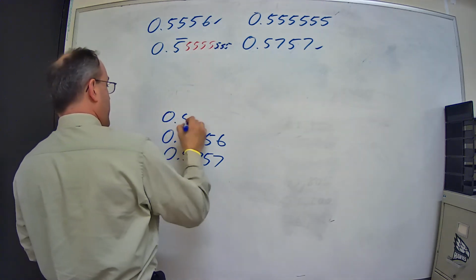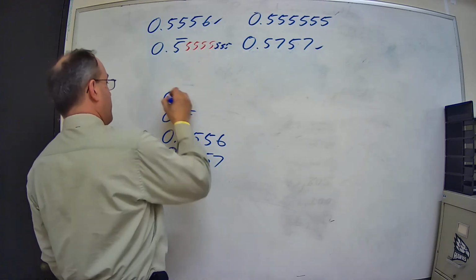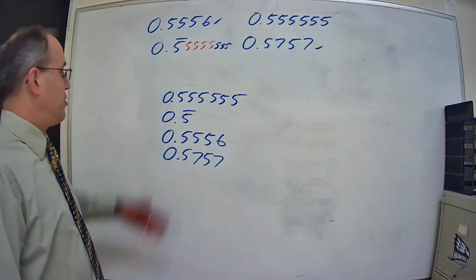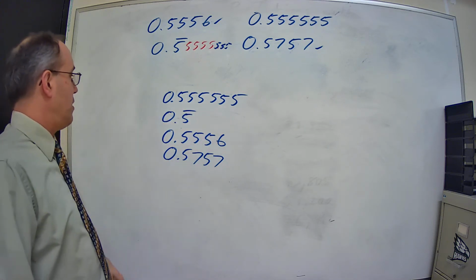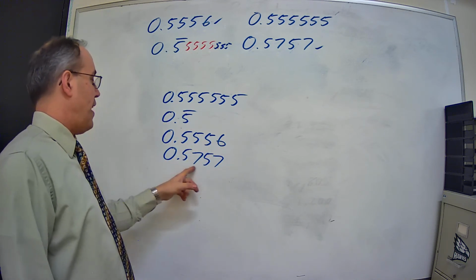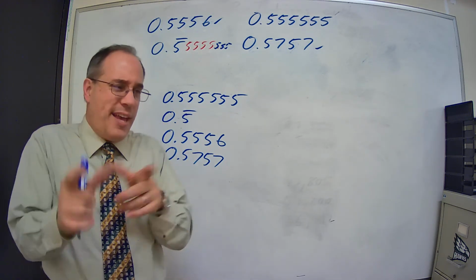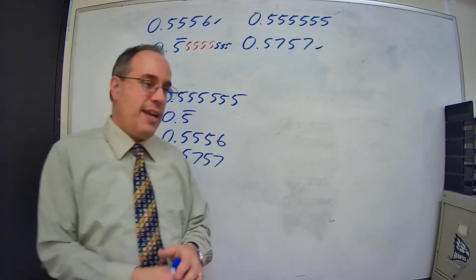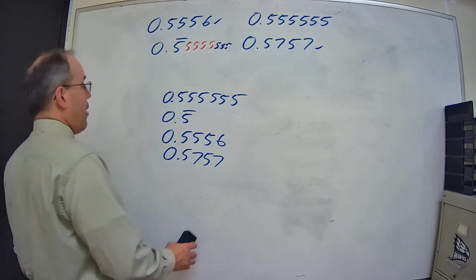So we have 0.5 repeating. The 5 keeps going, which makes it larger than 0.5555555. So in order from smallest to largest, we have 0.55555, 0.5 repeating, 0.5556, 0.5757. So it gets fun working with these and paying attention to the different place values and is it repeating, should there be a number there or not, and how does it work with that. So it's good to play with that and look at some numbers and figure out how it works.